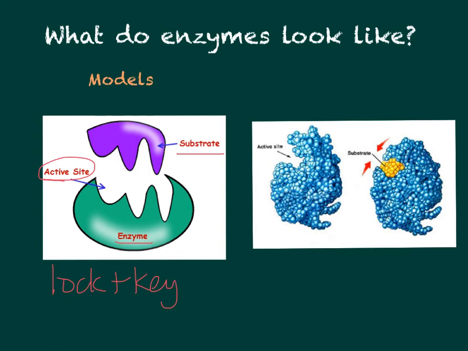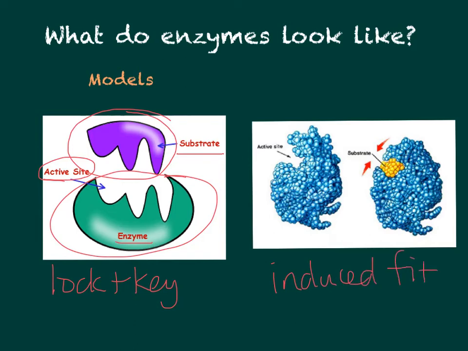As you can see, the enzyme is the key that unlocks the lock that is the substrate. And then over here on the right, we have what's called an induced fit. Both of these are models. In this model, you'll see that there's still an active site, there's still a substrate, and this, by the way, is the enzyme. And that enzyme wraps around the substrate. This is a slightly more accurate model of the way that we believe enzymes actually work.